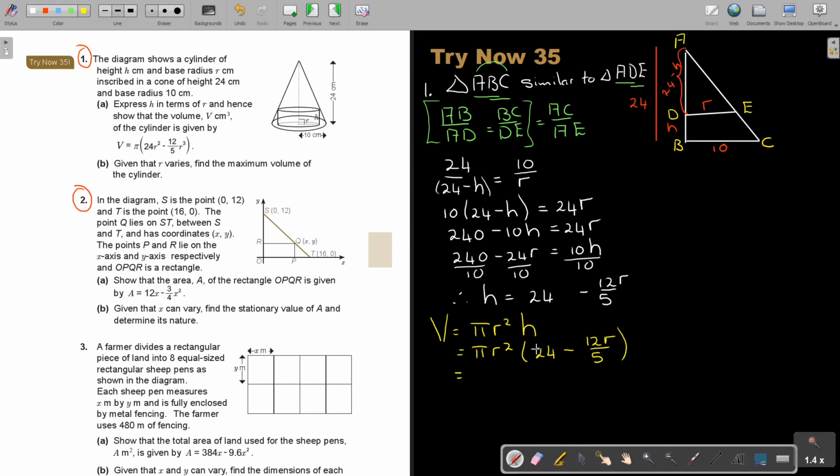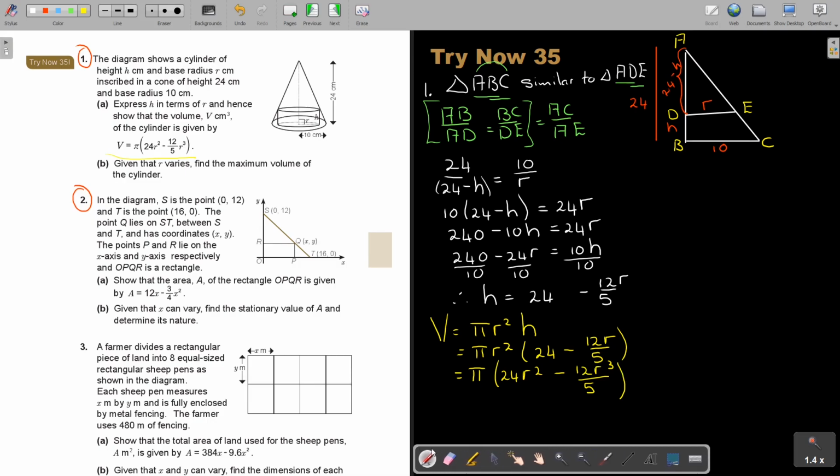So if I'm going to multiply this, actually they want me just to bring R in. So leave the pi. I'm going to multiply this in, so it's 24 r squared, and this is going to be 12 over 5, 12 r to the power 3 over 5. Okay, and that will be my final answer.